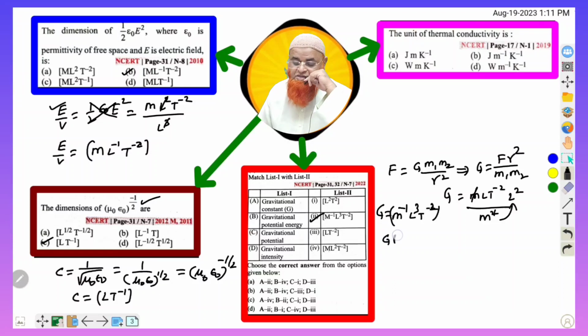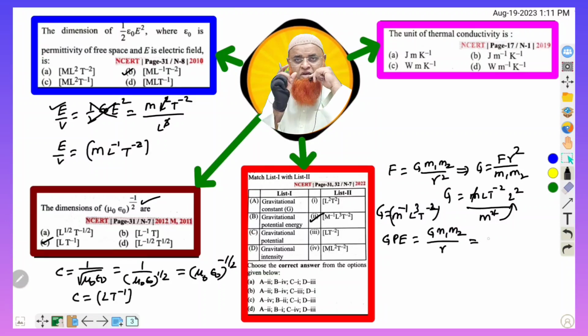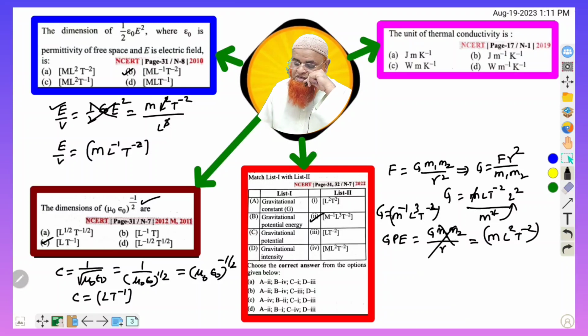Next, gravitational potential energy. The formula is G m1 m2 by r square. Sorry, G m1 m2 by r, that's it. So instead of finding the dimensional formula for G m1 m2 by r, you can find the dimensional formula for potential energy. Energy means directly M L square T power minus 2. So therefore the dimensional formula for gravitational potential energy is the fourth option. So this is fourth, and the first one is the second one.